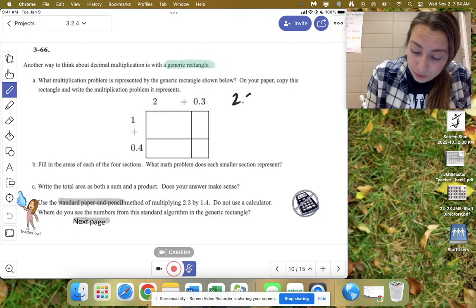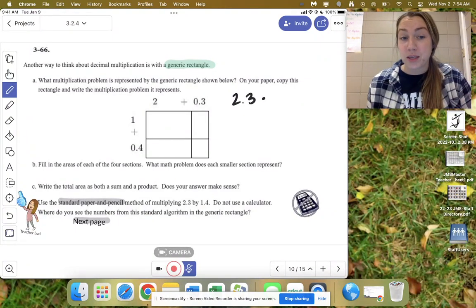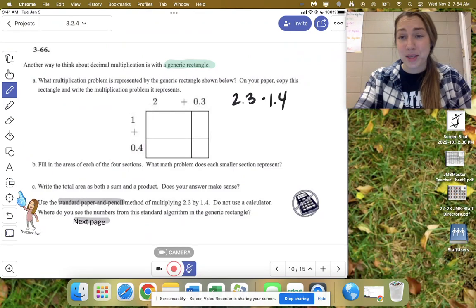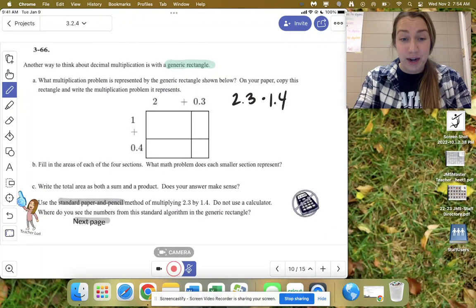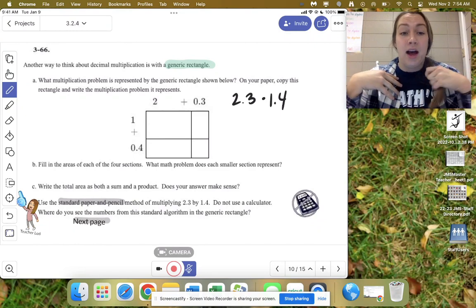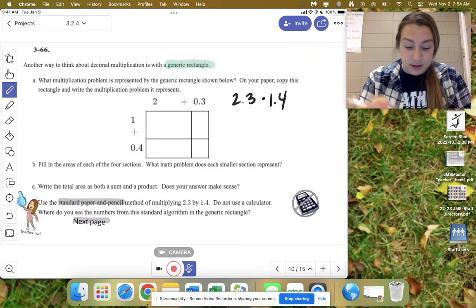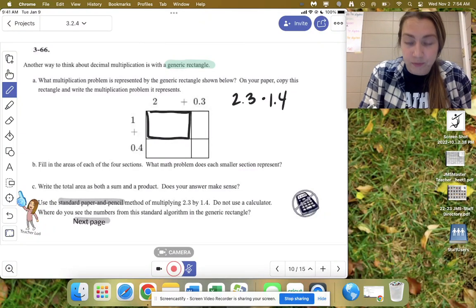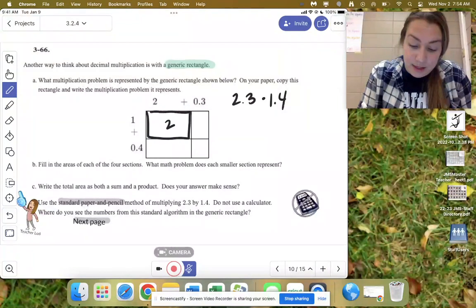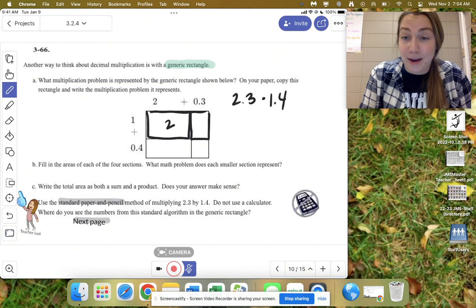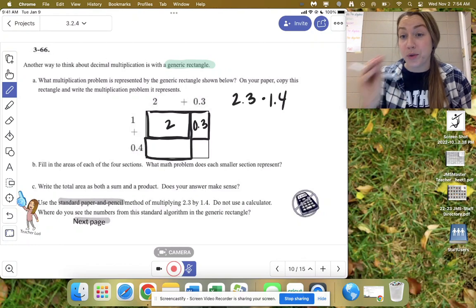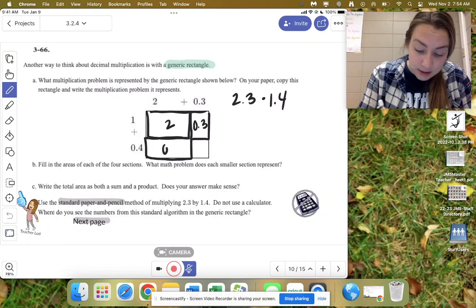So 2.3 times, and then 1 plus 0.4 is 1.4. So that's the problem that this represents. We split it up, okay? We have to fill in the 4 sections. So this first section here is 2 times 1, which is 2. This section here is 1 times 0.3, which is 0.3. This section here is 2 times 0.4, so 0.4 2 times, which would be 0.8.